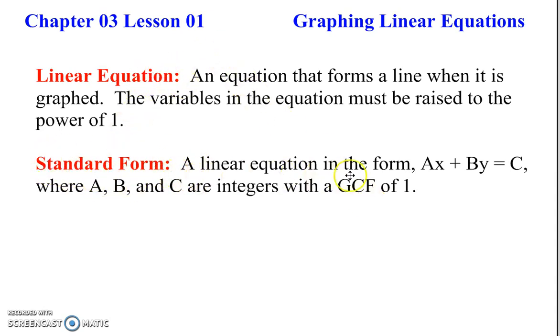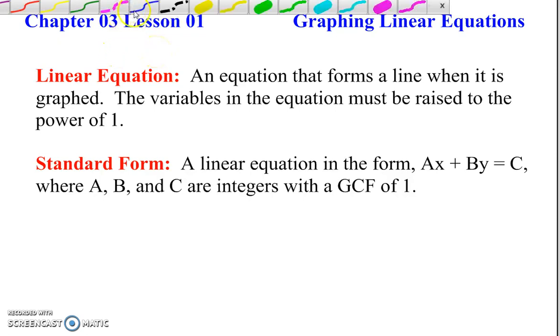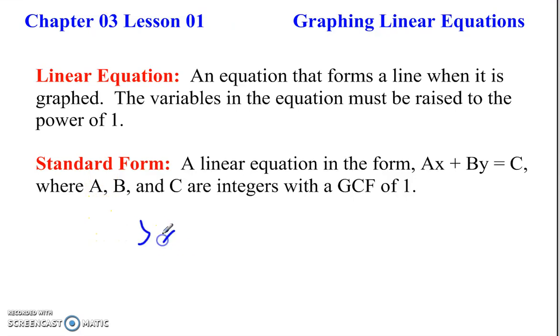Standard form is when it's in the form of something x plus something y equals a number. So ax plus by equals c. For example, you could see 3x plus 2y equals 5. Okay? A, b, and c are integers. A and b can't both be 0. And c is called a constant.